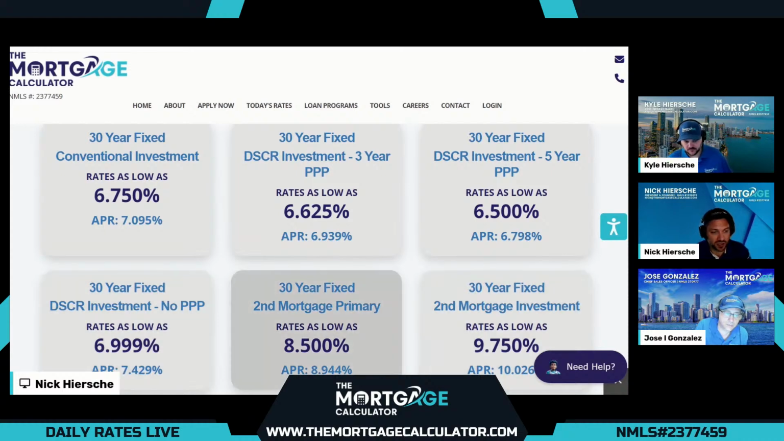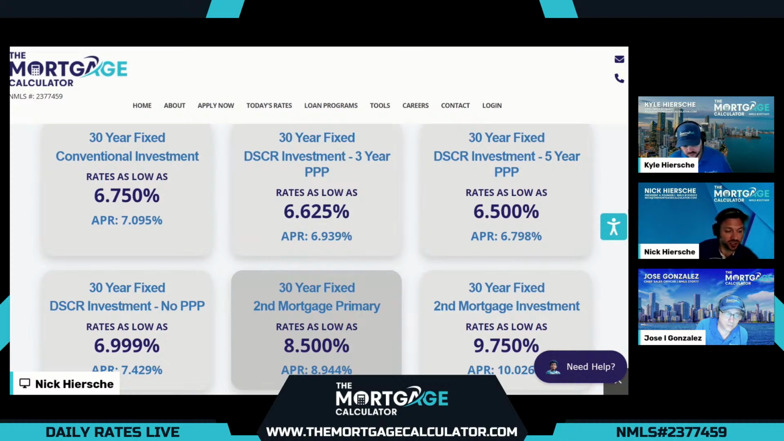And the final 2 options here, we did an episode last week on these, are 30-year fixed second mortgage options. So many customers have a low rate first mortgage, but still need to access cash out, access their equity. These options allow us to not have to use a HELOC, which has some drawbacks and higher rates. We can do a fixed second mortgage for primary home, rates as low as 8.5, final APR 8.944 to get cash out of a primary home.